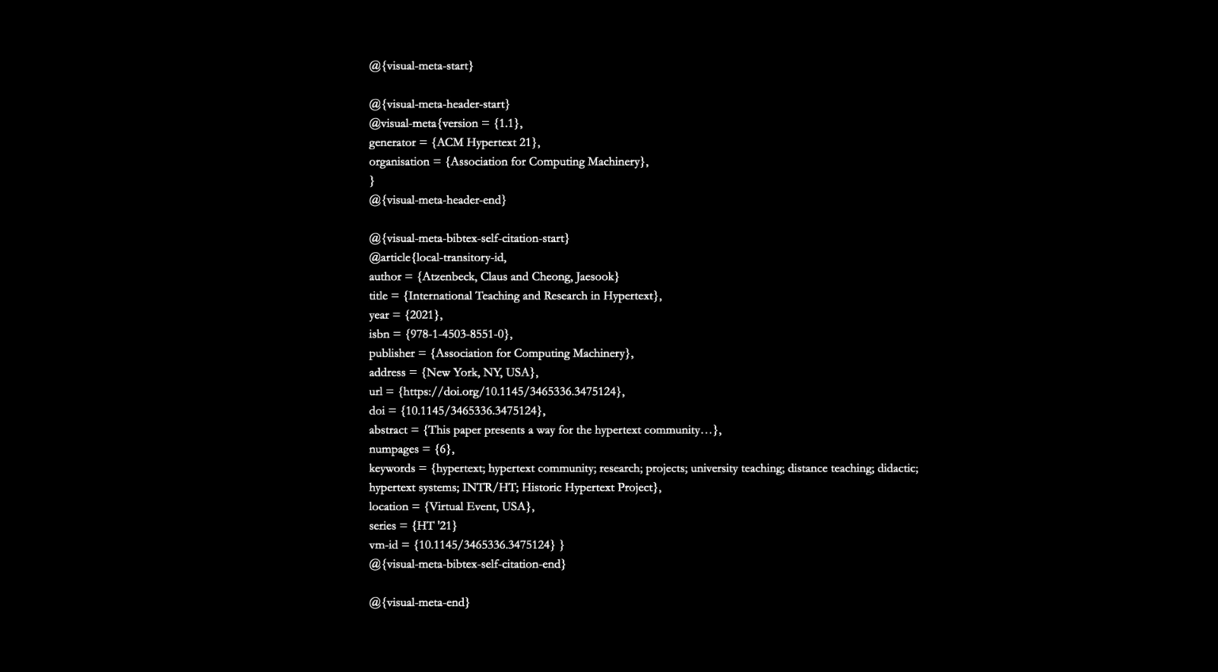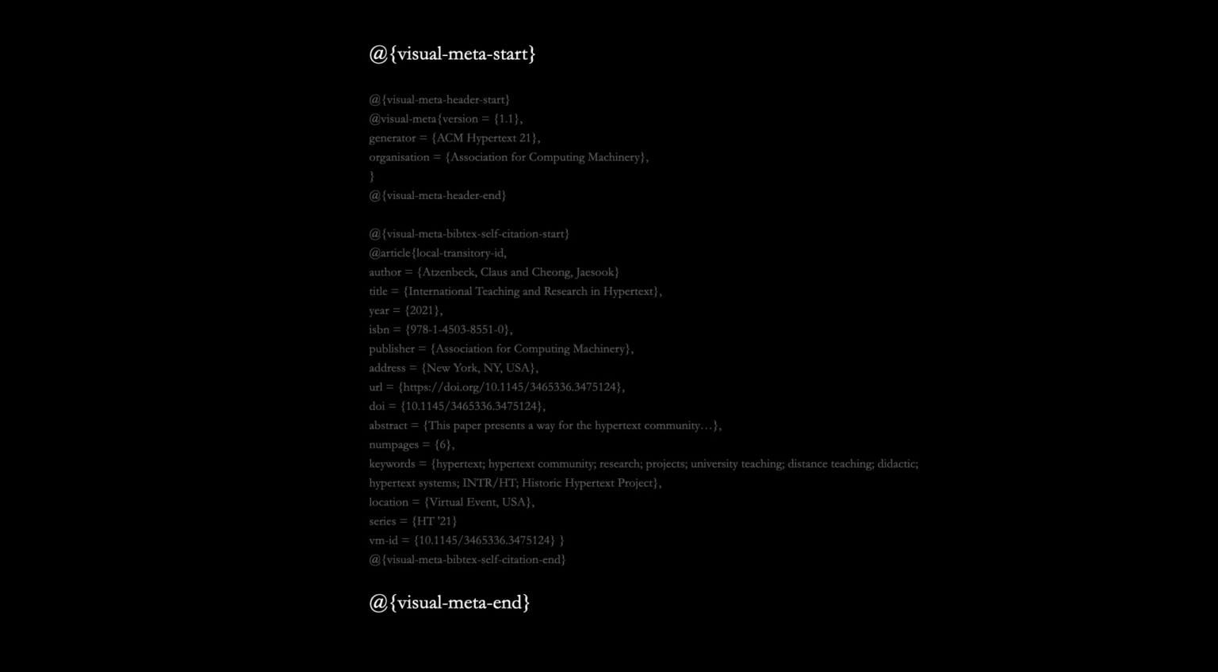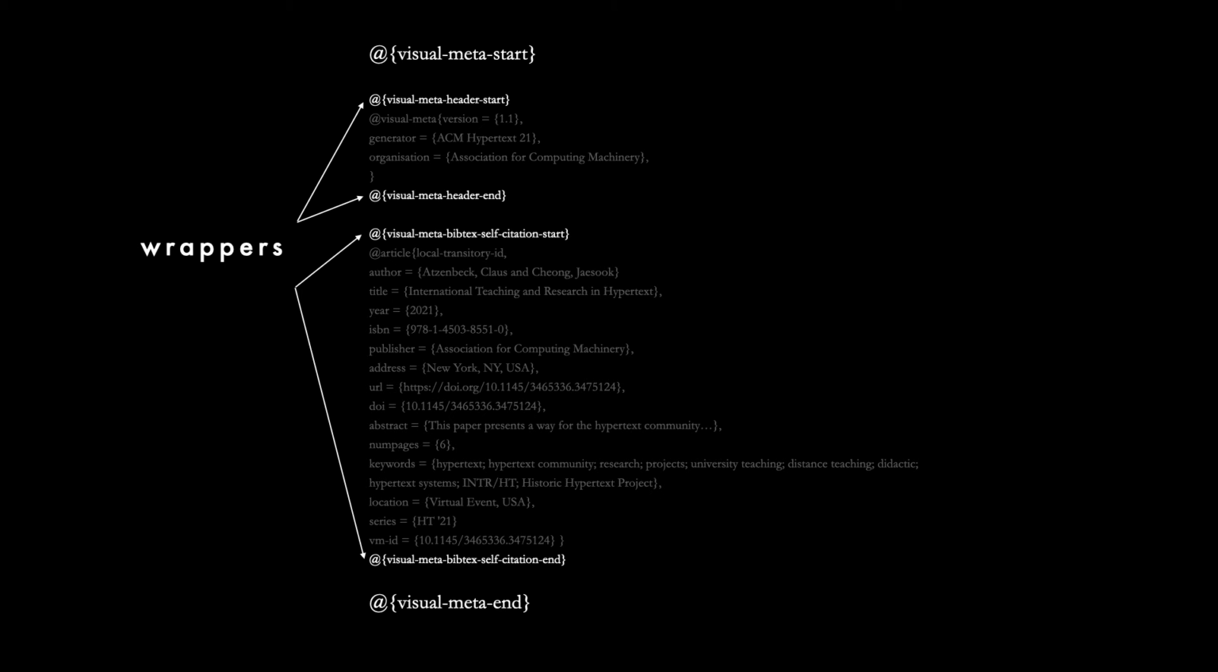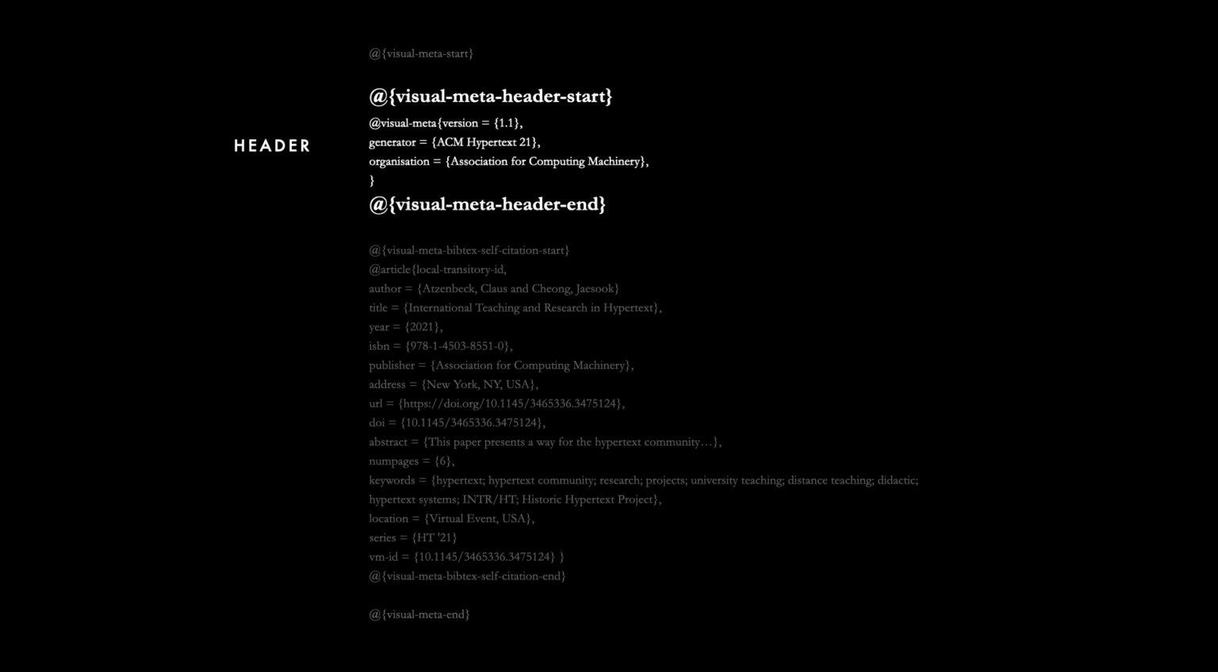It looks like code, but it's actually quite simple. It starts with Visual Meta start, ends with Visual Meta end. There are wrappers inside that say what the different sections are, such as headers and self-citation. The header is very simple. It introduces what this is in terms of versions and who made it.